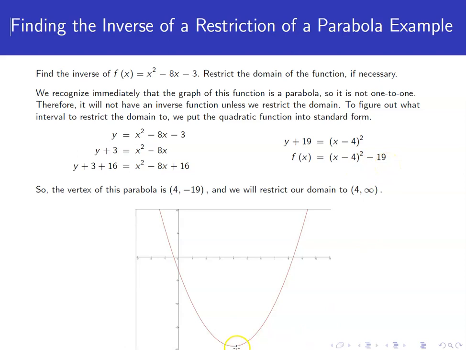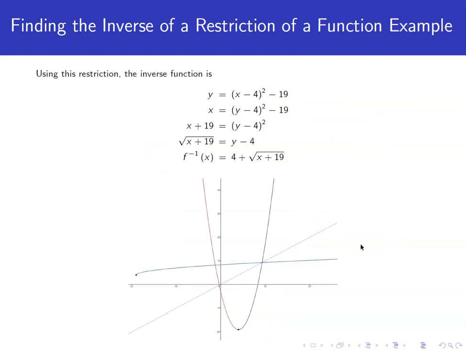So we're going to restrict the domain at the vertex and off to the right. So we'll restrict the domain from 4 to infinity. So now we're ready to find the inverse function. Replace f of x with y. Reverse the roles of x and y, so we get the equation x equals the quantity y minus 4 quantity squared minus 19. Add 19 to both sides.